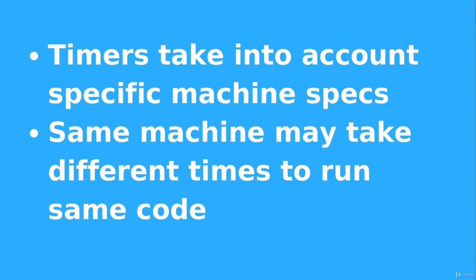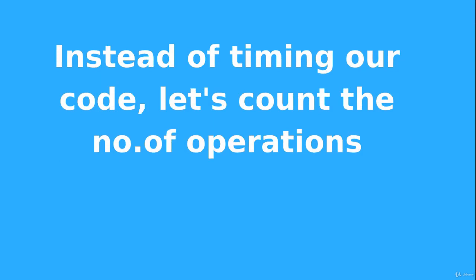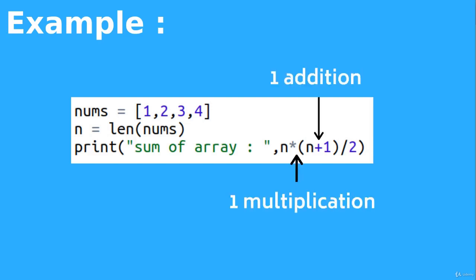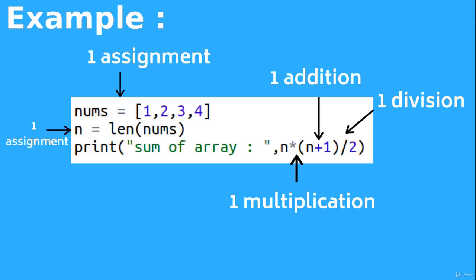So we need to find a way to measure the speed or the efficiency of an algorithm without taking into account which hardware it's run on. Something that depends on the code itself, not the processor on your machine. So instead of timers, why not just count the number of operations of the algorithm? Just bear with me. Consider this example that we saw earlier. How many operations do we have here? Well, we got a multiplication right here, we got an addition, we got a division, and we got a couple of assignments right here. One for assigning an array to the variable nums, and one for assigning the length of the array to the variable n.